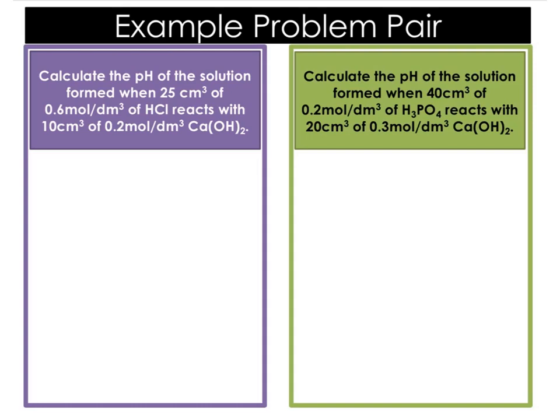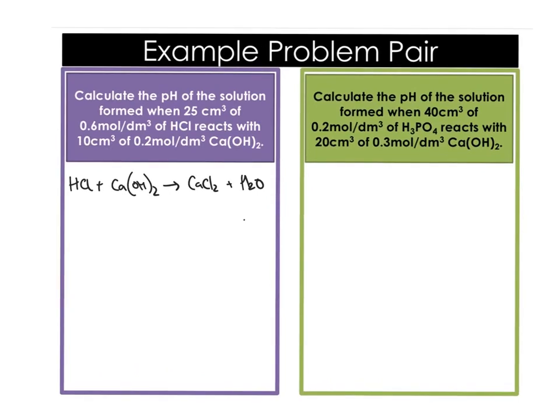So what I want you to do is write out the reaction. Now what you could do for this one, you've got HCl and you've got Ca(OH)2, okay? So you could write out the reaction as HCl plus Ca(OH)2 makes calcium chloride plus water, and you can balance that. You could put a 2 in front of the HCl, and I think a 2 in front of the water as well.